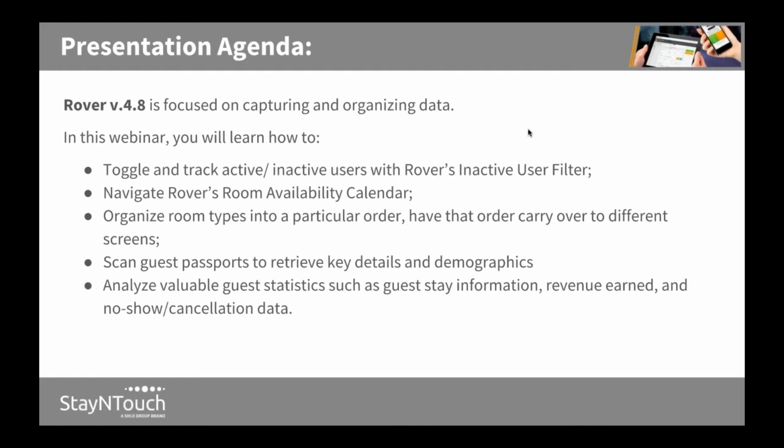Today's presentation will cover how you can get the most out of November's Rover version 4.8 product release. This release is all about capturing and organizing data. In this presentation, we're going to cover tracking active and inactive users in Rover's inactive user filter, navigating Rover's availability calendar, organizing room types and maintaining your organization across multiple screens, scanning guest passports to retrieve key details and demographics, and analyzing valuable guest statistics like guest stay information, revenue earned, and no-show cancellation data. We will also have a short Q&A session at the end of the presentation.